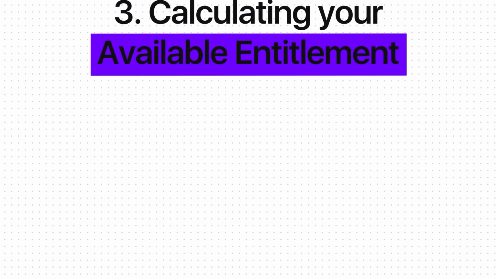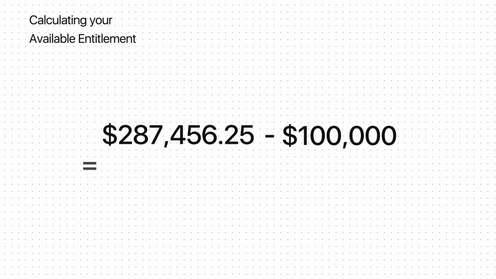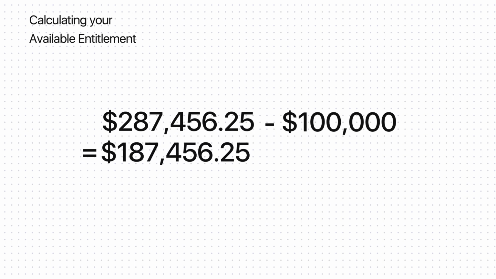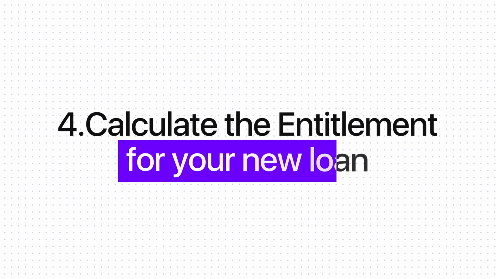The last piece is calculating your available entitlement. You just simply take your maximum entitlement minus your charged entitlement. In the example applied where I had a $400,000 loan in place, then I would have remaining available entitlement of $187,456.